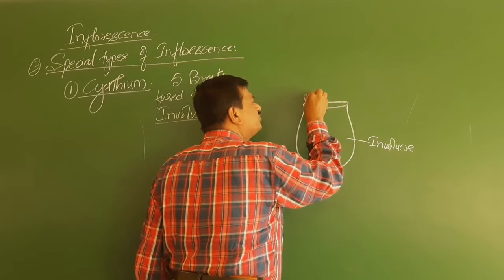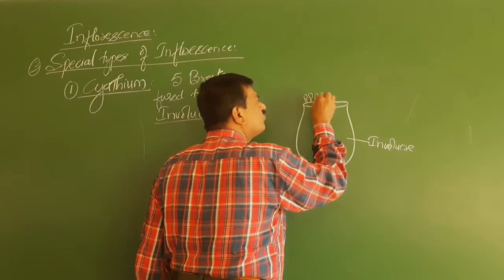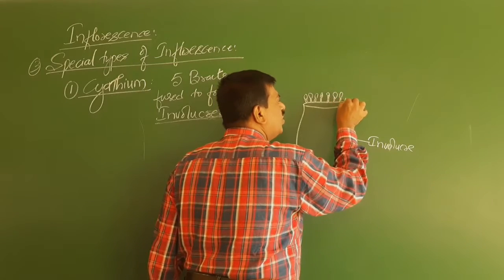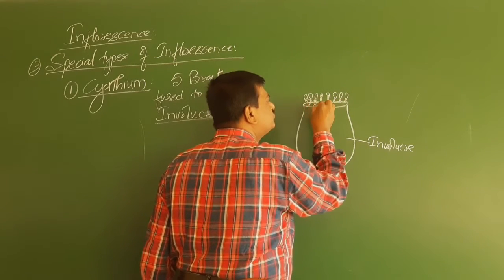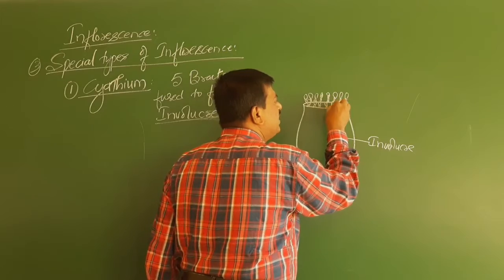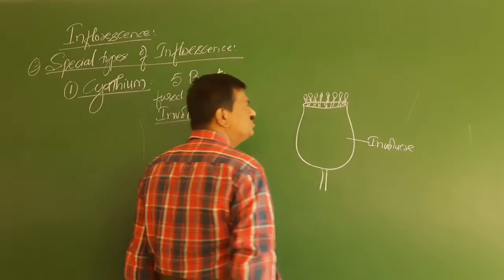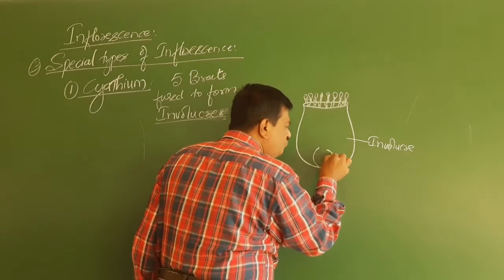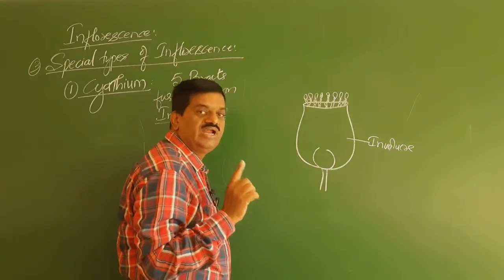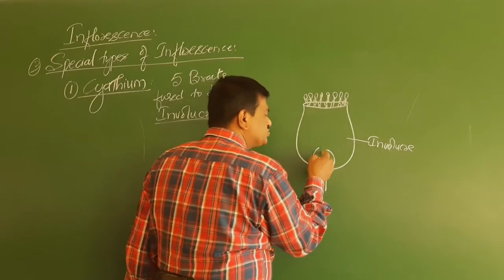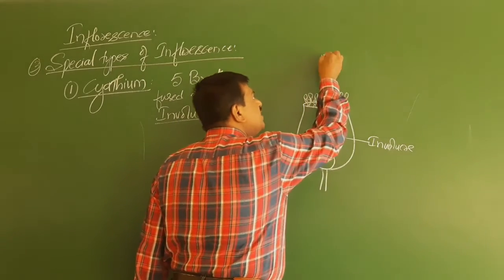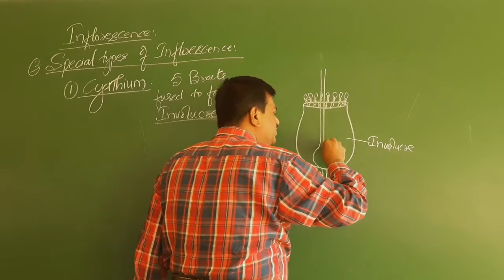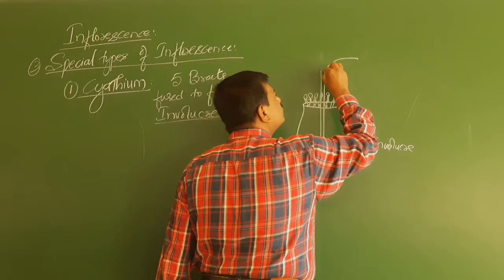So in these 5 bracts, at the mouth there is a presence of many male flowers. Towards the lower side there is only one female flower present. Only one female flower is there. This is called the ovary, style, and stigma.